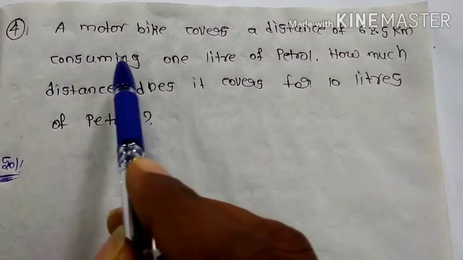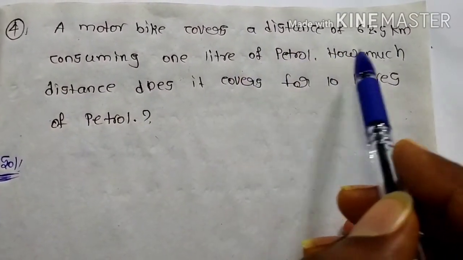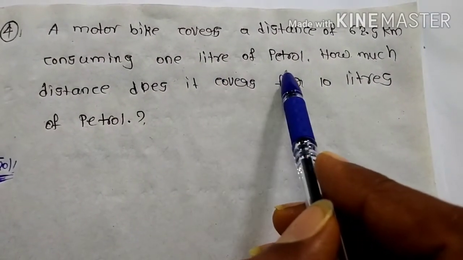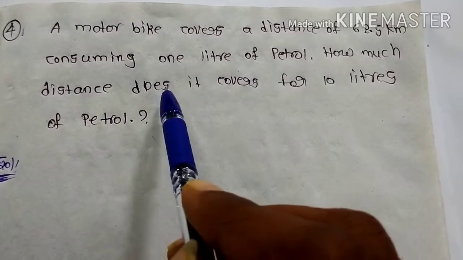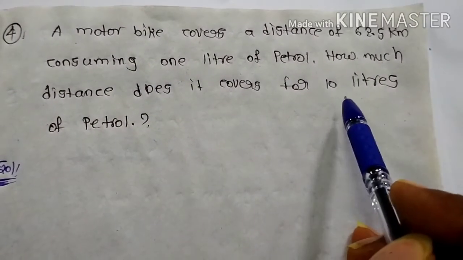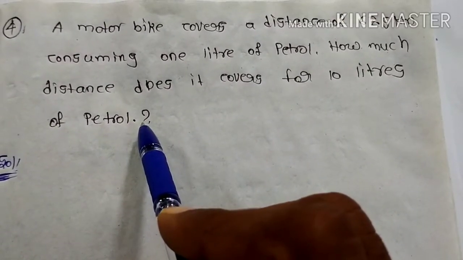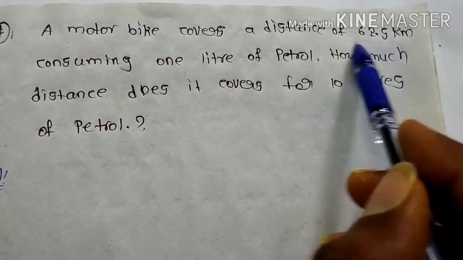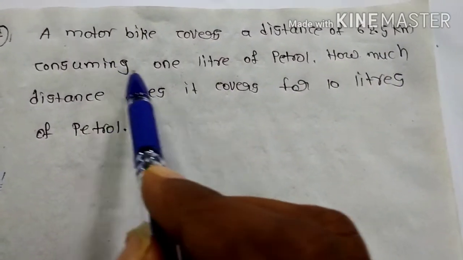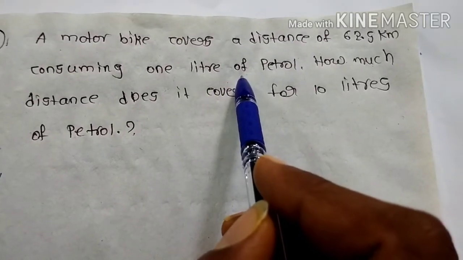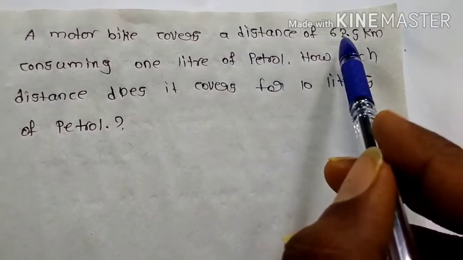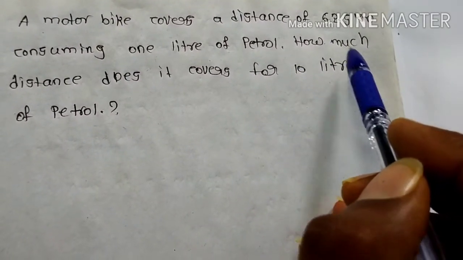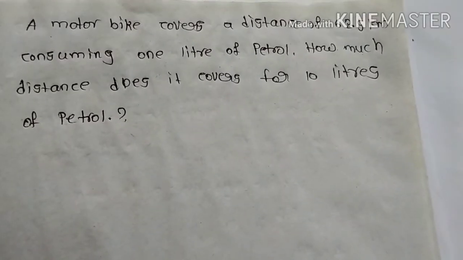Question number 4. A motorbike covers a distance of 62.5 kilometers, consuming 1 liter of petrol. How much distance does it cover for 10 liters of petrol? Once again, read the question. A motorbike covers a distance of 62.5 kilometers, consuming 1 liter of petrol. That means with 1 liter it can travel 62.5 kilometers. With 10 liters, how much distance does it cover? We need to find it.